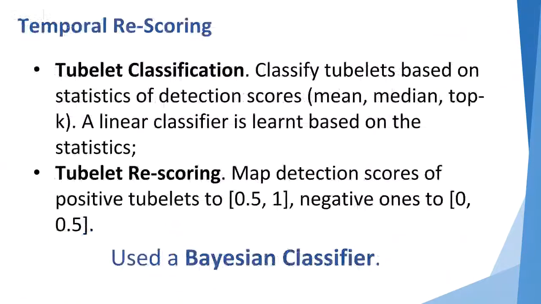One is the temporal rescoring. They classify the tublet based on a statistical detection score. They use a Bayesian classifier on the top K, and after that, they map the detection score between 0.5 and 1 for the highest and 0 and 0.5 for the negative ones.